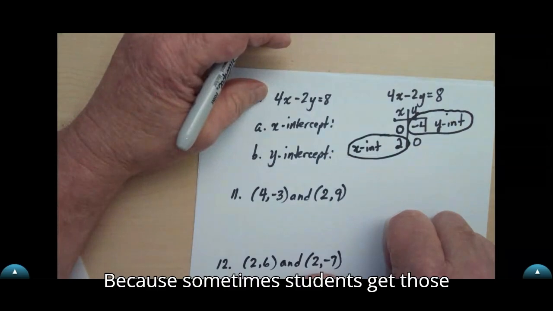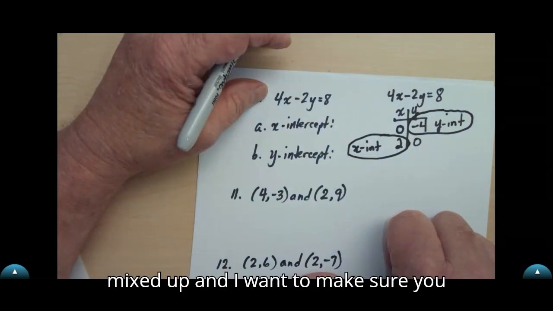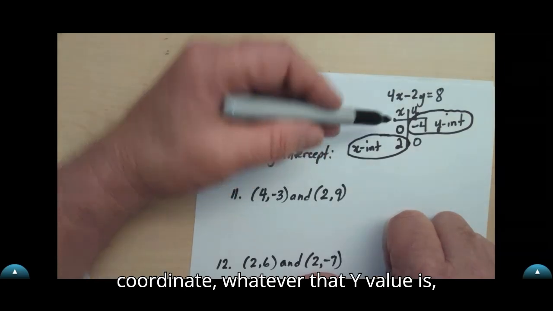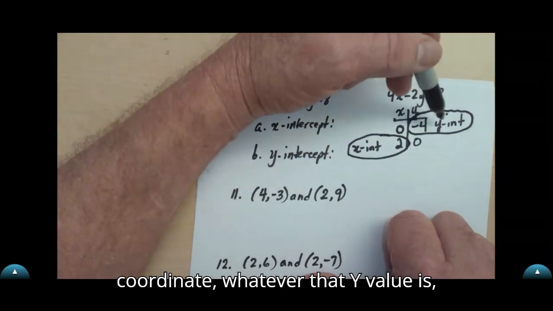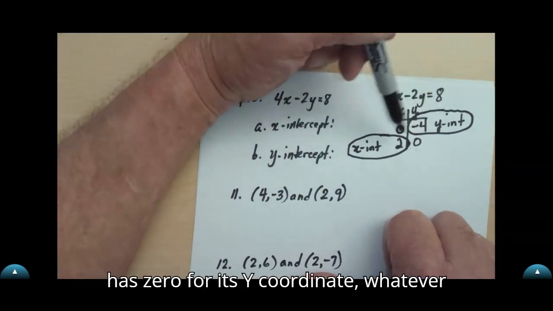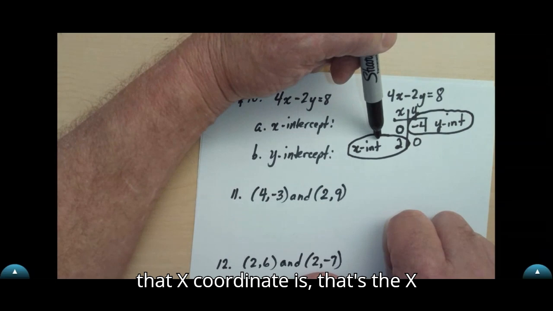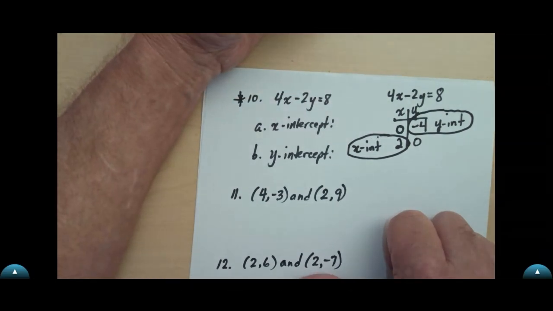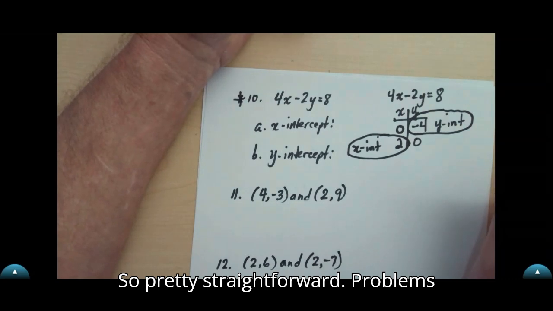Because sometimes students get those mixed up, and I want to make sure you understand the one that has 0 as its x-coordinate, whatever that y value is, that's the y-intercept. And the one that has 0 for its y-coordinate, whatever that x-coordinate is, that's the x-intercept. Everybody with me? So pretty straightforward.